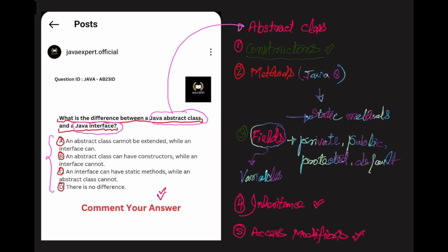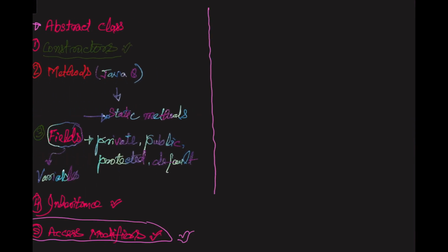Now let me talk about another one, that is the Java interface. Okay, let's talk about the interface. Let me put down some important points for the interface. Before that, we have explained what an abstract class is. Now we are going to learn what an interface is.